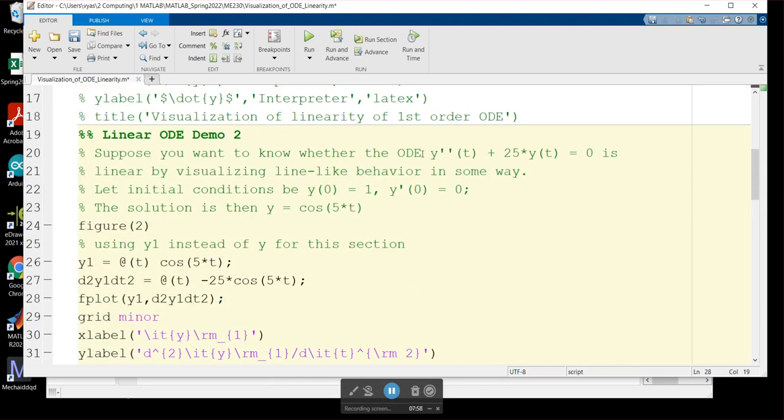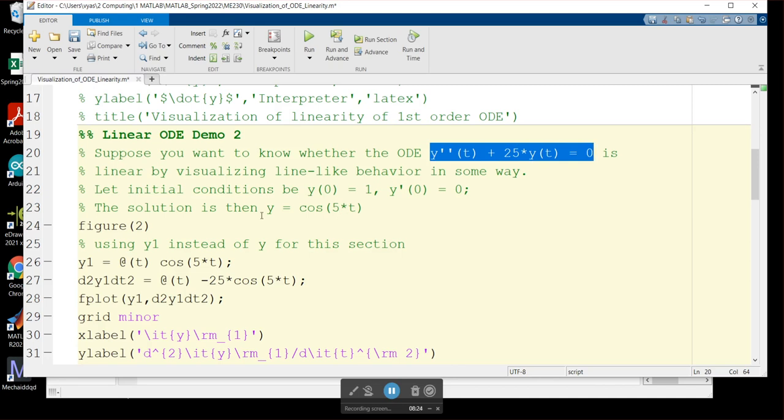So now the second ODE is a very simple linear homogeneous ODE, y double prime of t plus 25 y of t is 0. We know that the general solution, as in the homogeneous solution without initial values applied, would be a constant times cosine of 5t plus some other constant times sine of 5t.